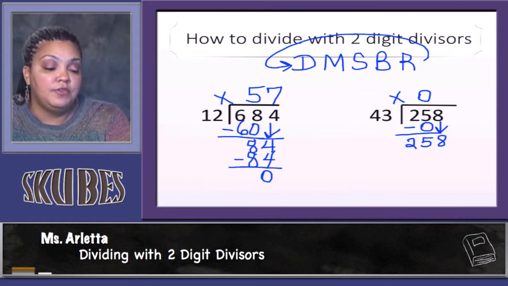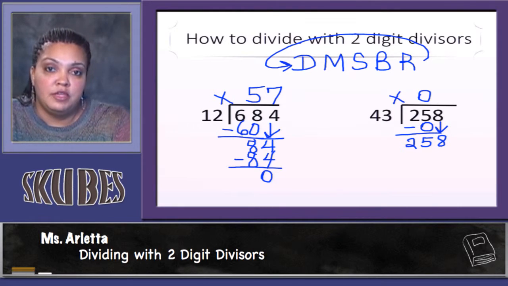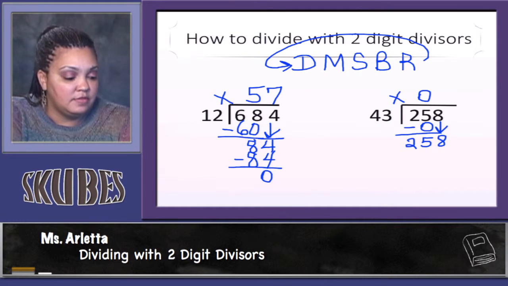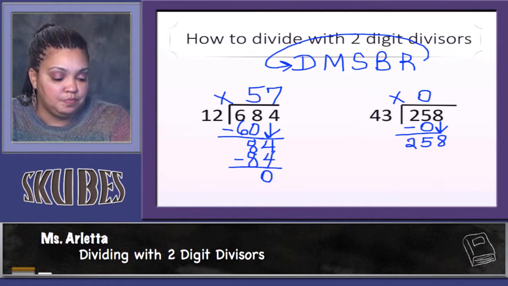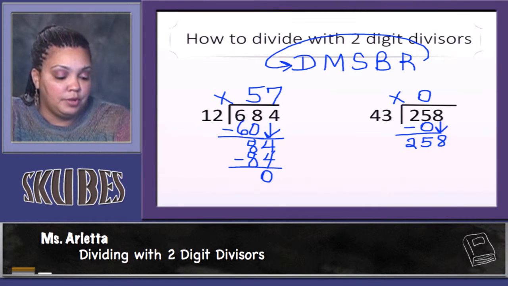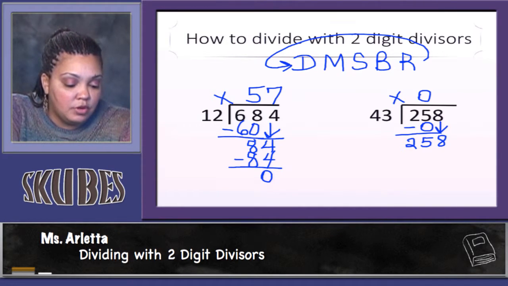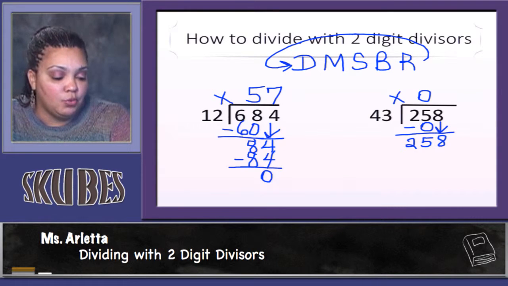Now we have 258. And after your B is your R for repeating the steps. Let's repeat the steps starting with D for division. 258 divided by 43. That's a tough one. We'll have to remember that multiplication is the opposite of division.